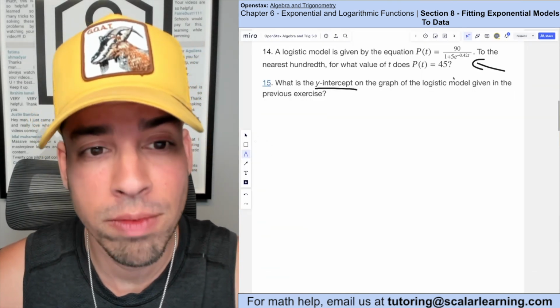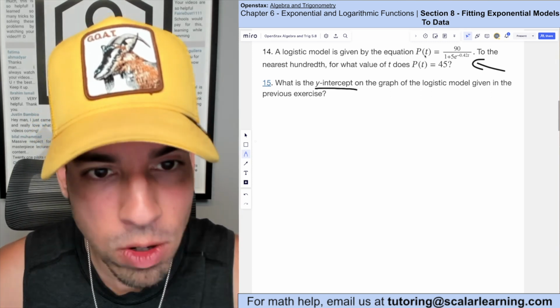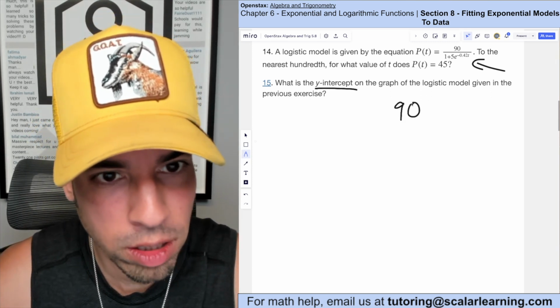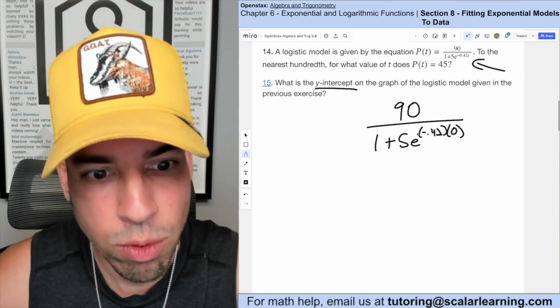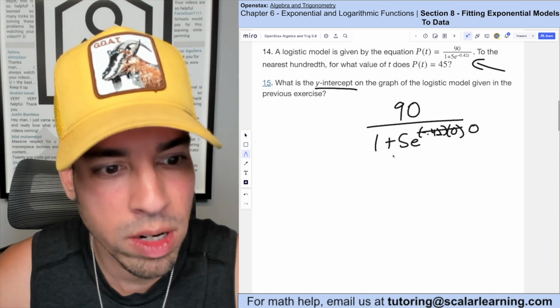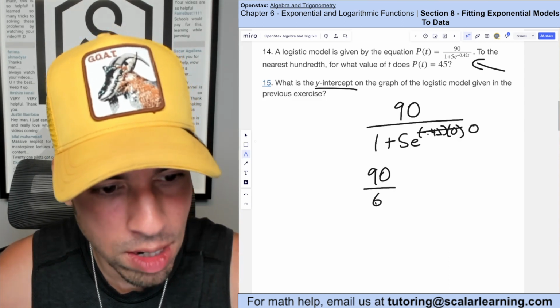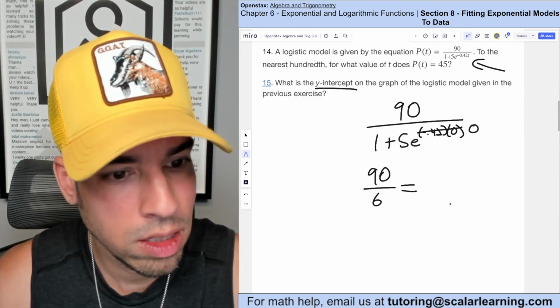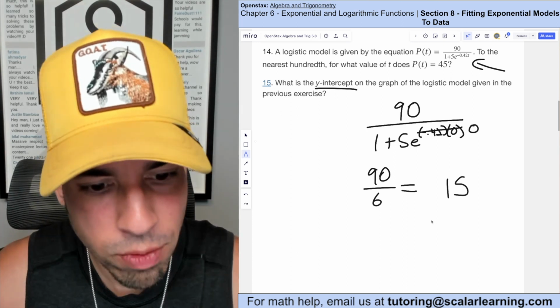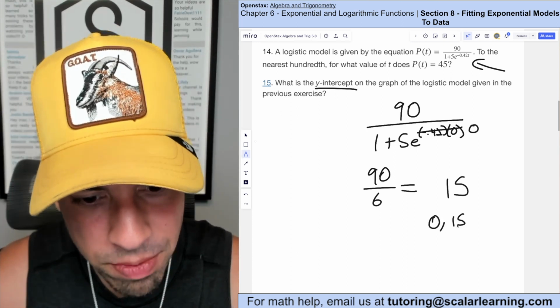So for 15, they're asking for the y-intercept of this model up here. And again, that's the initial value, aka the value of the function when t is equal to 0. So we're going to plug and chug. And then 0 times negative 0.42 is 0. E to the 0 power is 1. 1 times 5 is 5. So 1 plus 5 is 6. So it's 90 divided by 6, which we can do mentally to be 15. So the y-intercept, therefore, in coordinate form is 0, 15.